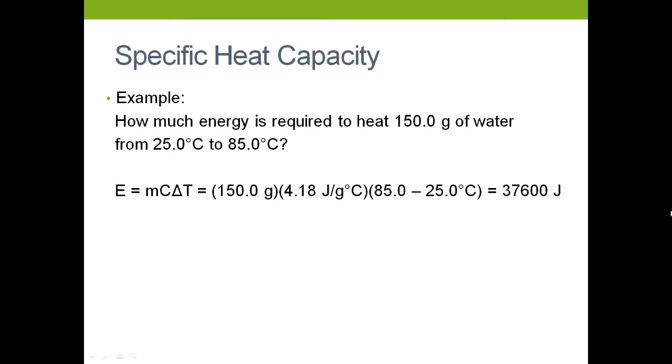Why did I only use 3 significant figures in my answer? Well, 4.18 joules per gram degree Celsius only has 3 sig figs. So that limits the amount of sig figs I can have in my answer for this multiplication.